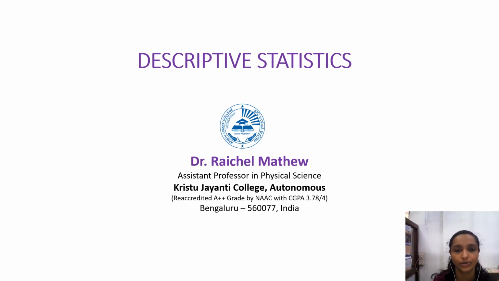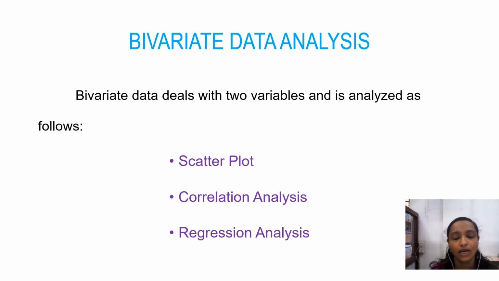Descriptive statistics. Today I am going to discuss bivariate data analysis. What do you mean by bivariate data? Bivariate data is nothing but data that has two variables, and mainly it is used for studying the relationship between the variables under study.